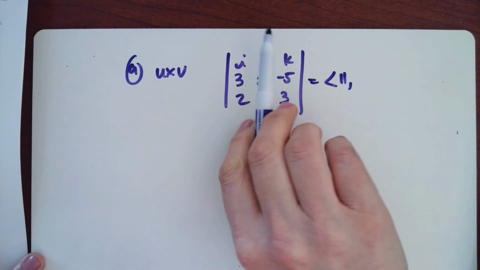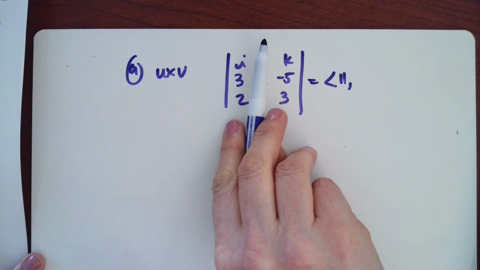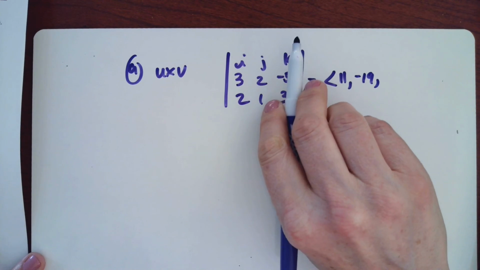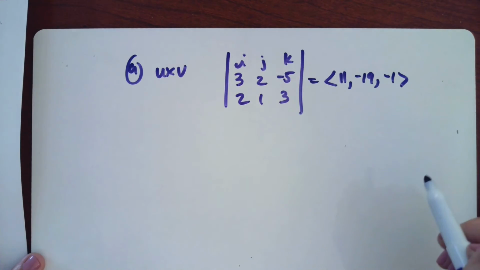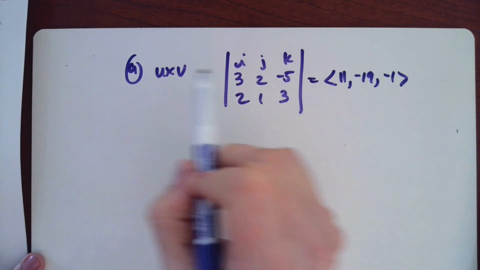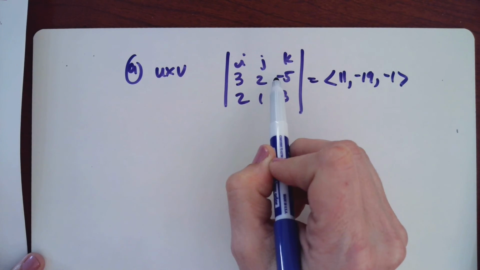Then I cross off j. I do the crisscross determinant of these. 9 minus negative 10. So 9 plus 10 is 19. But remember the middle, I change it to the opposite. And then the last one would be 3 minus 4, so negative 1. There's my cross product. Remember that the cross product is going to be perpendicular to each of these original vectors right here. So their dot product will be 0.